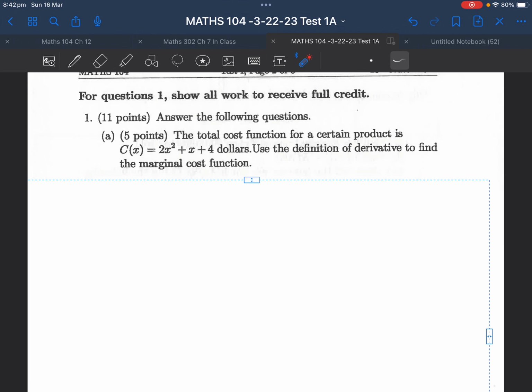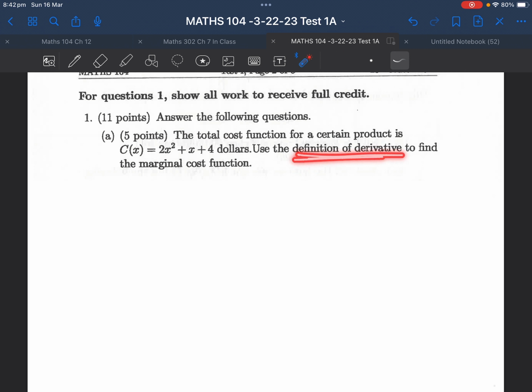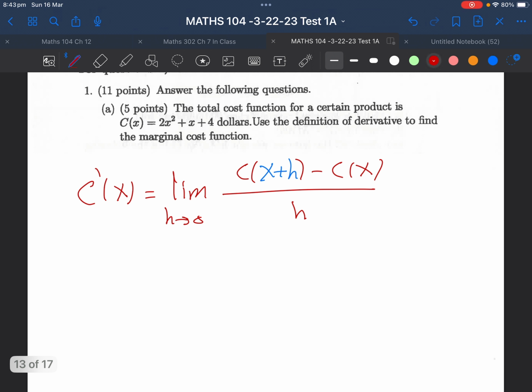Second question is, if we have the total cost function for a certain product given by this formula, use the definition of derivative. Remember, the definition of derivative is the one that has a limit where h goes to 0. So for this one, we can do it slowly. The derivative will be just the limit as h goes to 0. And here we write C of x plus h minus C of x divided by h.